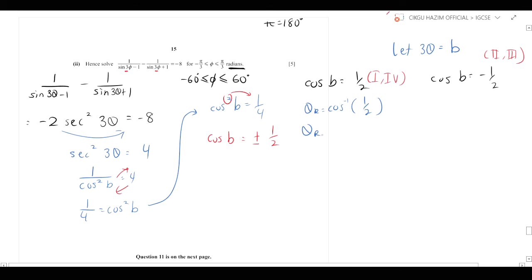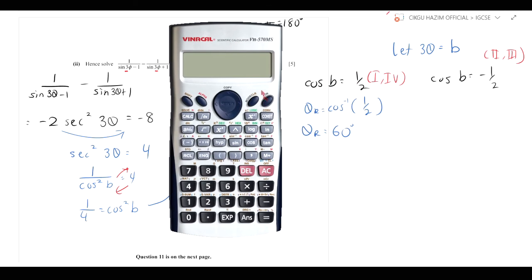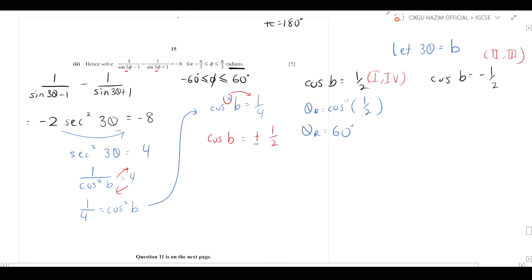So you should get that your reference angle is supposed to be 60 degree, because that is one of the special angles. But if you are not certain with it, just press it in the calculator. So shift cos 1 over 2 is equal to 60 degree. That's fine with it. And then after that is the same thing. Here also the same thing. The reference angle is also the same, which is shift cos 1 over 2.